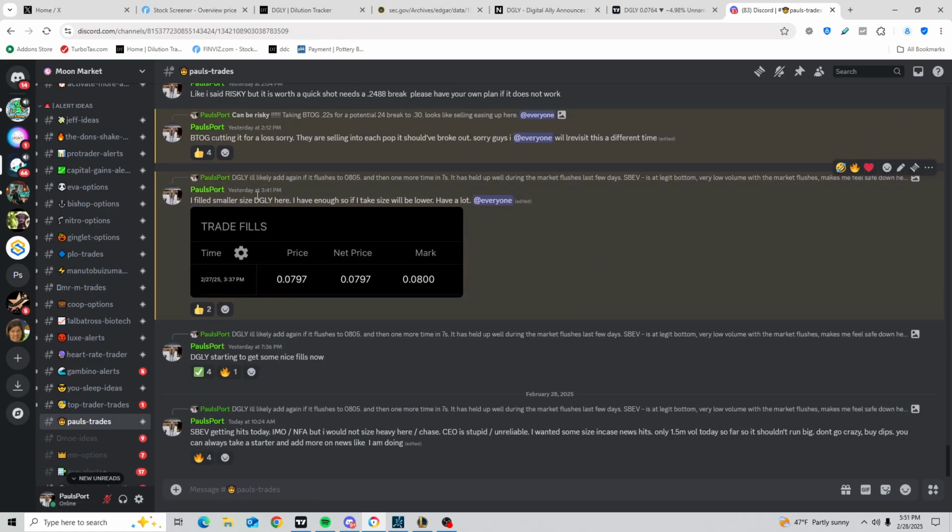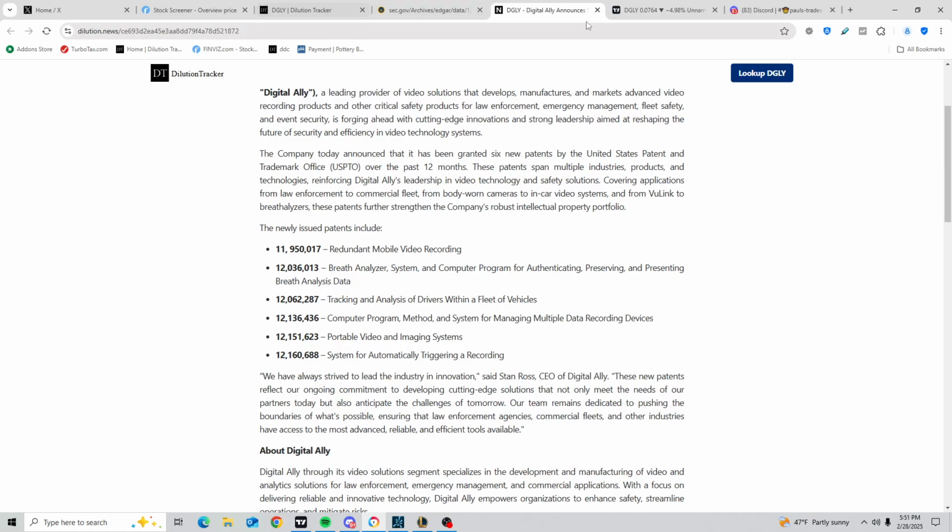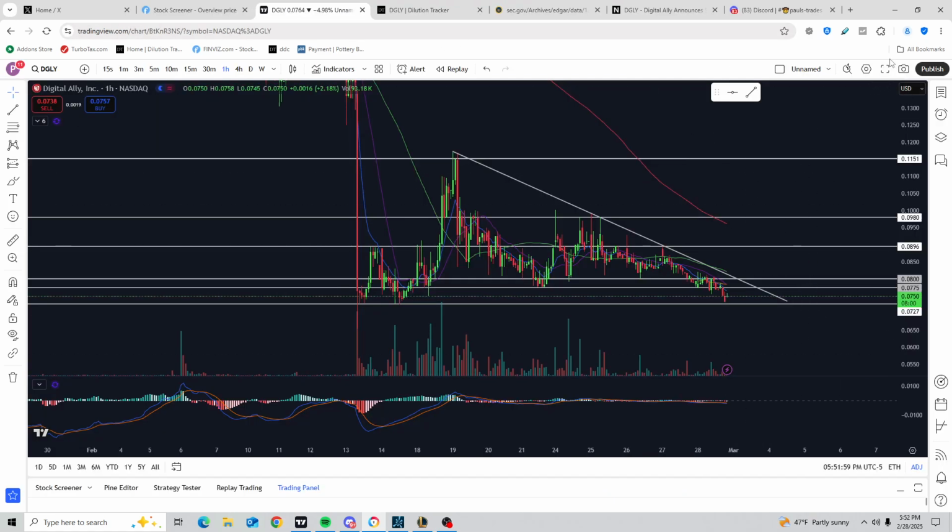I said I filled DGLY here. I filled DGLY again last night. I actually filled a little bit more tonight in the low sevens, because this is what happened. So I just wanted to show that. So, going into the chart.